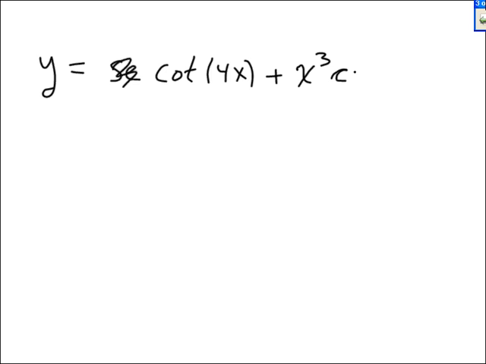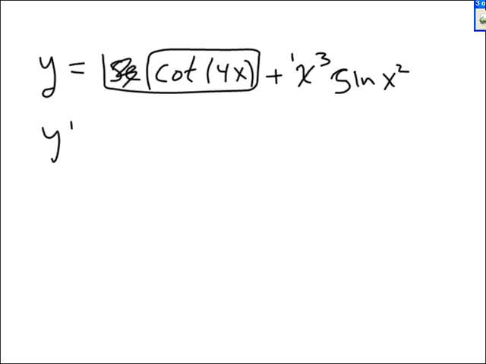Well, what if you have a sum and a product? What if you're asked to find the derivative of y equals the cotangent of 4x plus x cubed times sine of x squared? Well, the derivative is the sum of the functions. It's one function plus another. So we take the derivative of each term separately. It's the derivative of this plus the derivative of that.